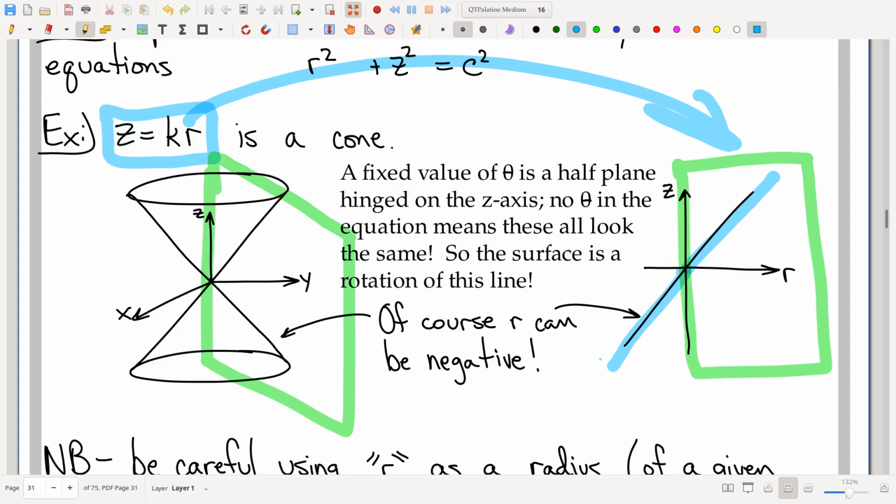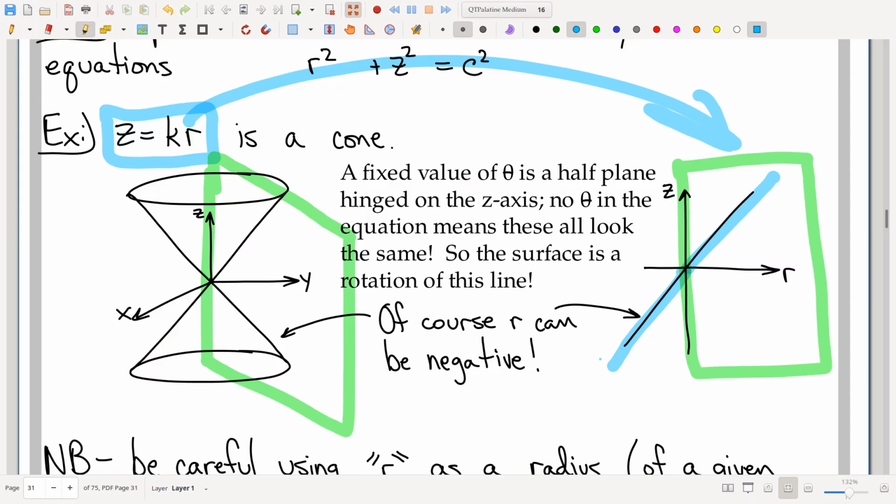The beautiful punchline on this is that since there are no thetas in the equation, all of the theta cross-sections, all of these slices, are the same. It's like a door that's hinged on the z-axis. No matter how you swing that door around the z-axis, cross-sections all look the same, because different values of theta don't make any difference since there are no thetas in the equation. So all the cross-sections look exactly like this.